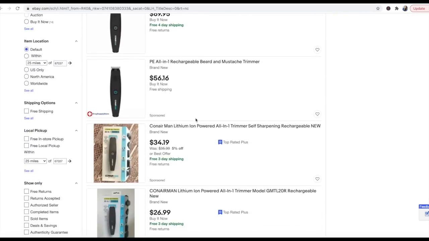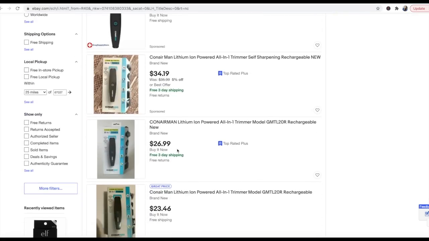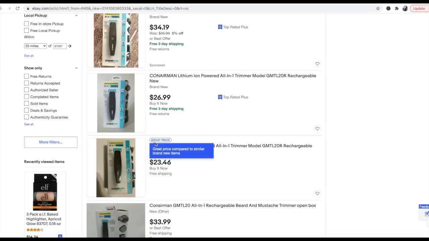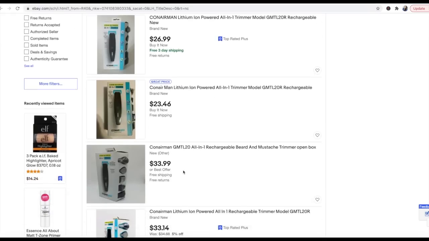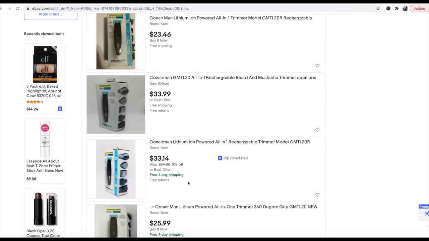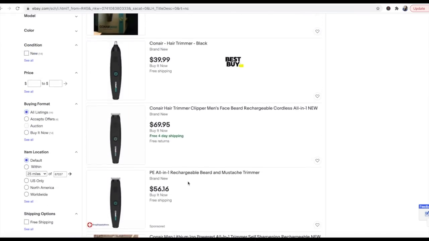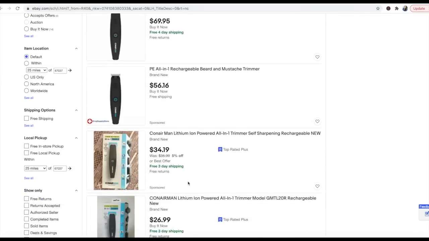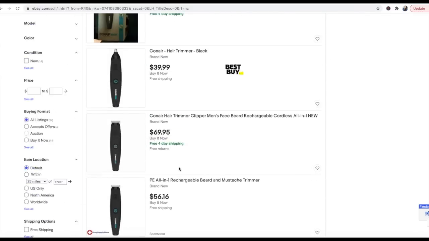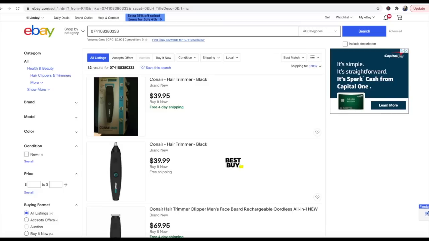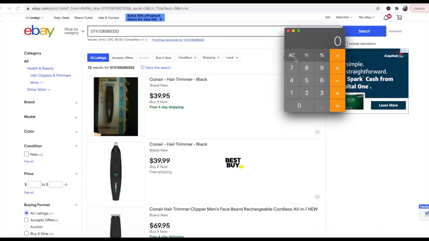We have one for 34. There's another one for $26.99. This one got the little great price seal of approval because it is the cheapest. 33, 33. So if I were to price this, I really like the $30 range price point. I would maybe think about doing something like $36 including pricing, but then I'm going to add roughly 15%.